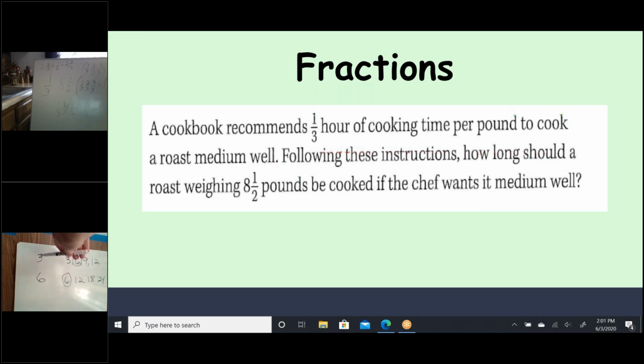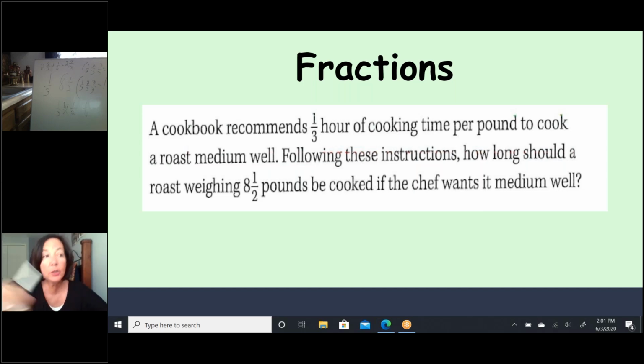So what will both 3 and 6 divide into evenly? What number, Lana? 6 is the smallest one. That's it. So 6 is what we'll use. You could have used 12 and you could have used 18, it's just going to be more calculations.